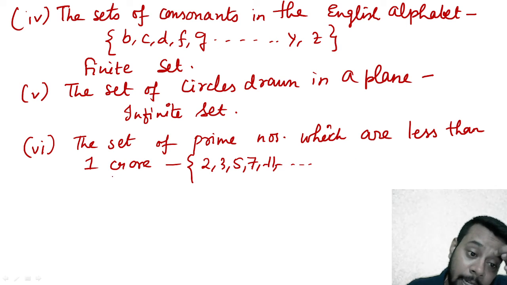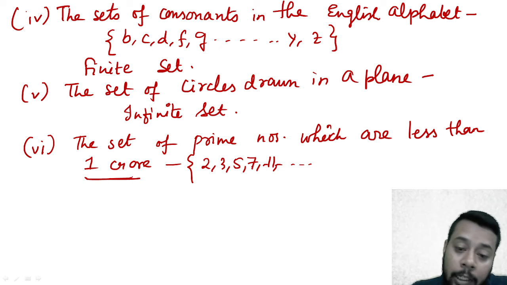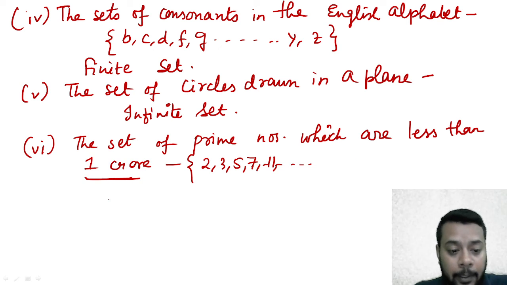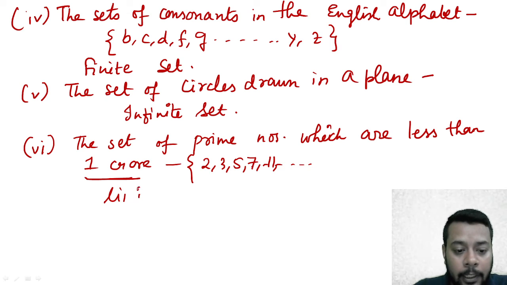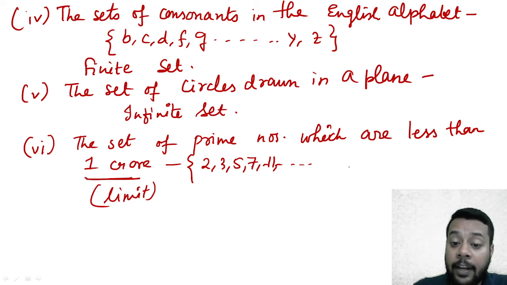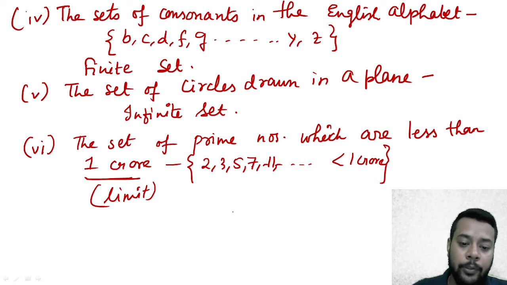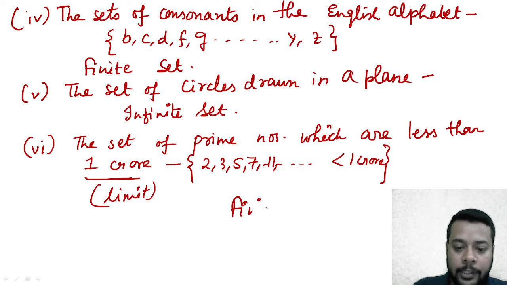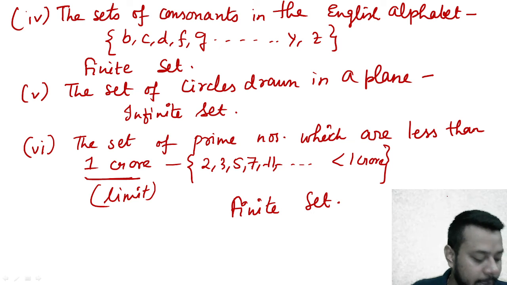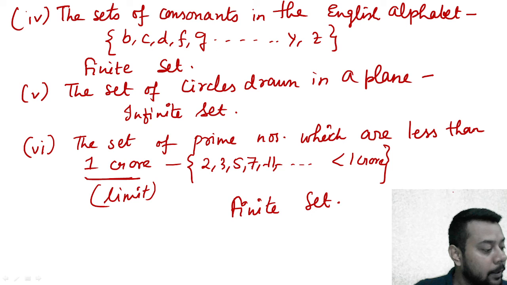Since they have told you the limit, and where there is a limit, that is considered a finite set. Prime numbers still less than 1 crore, so there is a limit. So this is considered a finite set only.